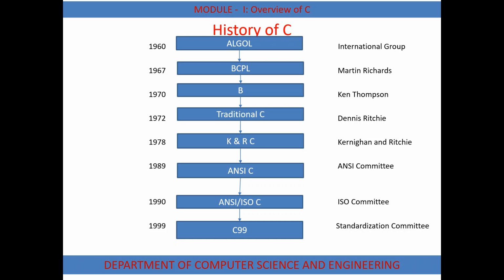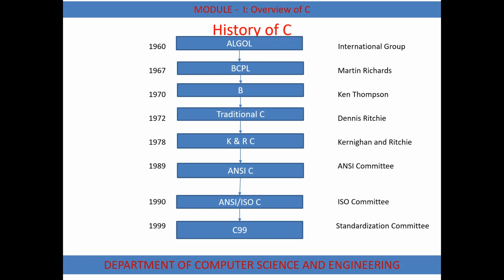Let's see the programming languages that were developed before C language. The first one is ALGOL, that is Algorithm Language. This is the root of all modern languages. So it is a base of programming languages which was introduced in 1960, developed by an international group. ALGOL introduced the concept of structured programming to the developer community. So this was the first computer language.